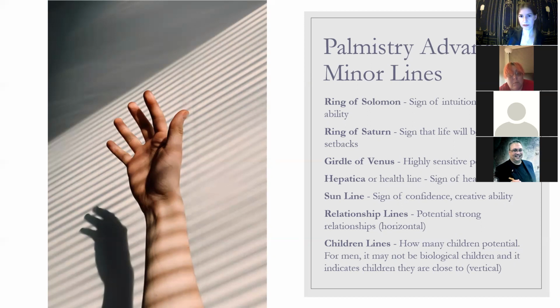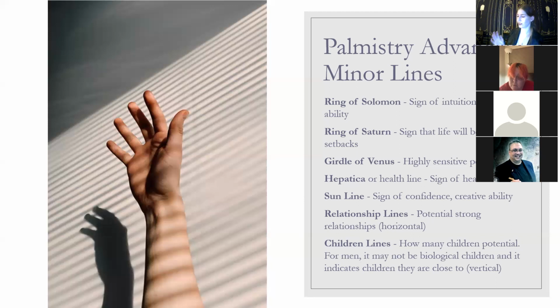Some people have a hepatica or a health line. This is a line that's starting near the bottom of your palm and going up to the Mercury finger. This line should be clear and well marked. It's just a sign that you're taking care of yourself physically. If you don't have it, it doesn't mean that you're unhealthy. We only read the lines that we see rather than reading what we don't see. So it's a sign of health.